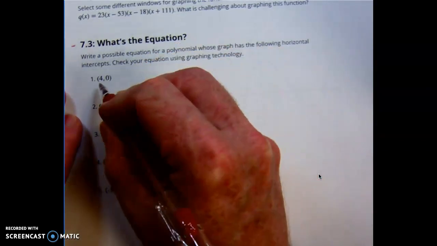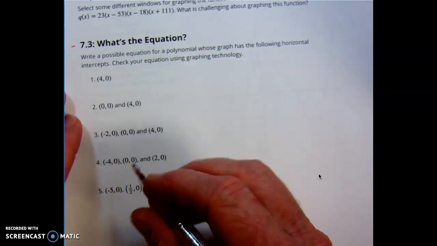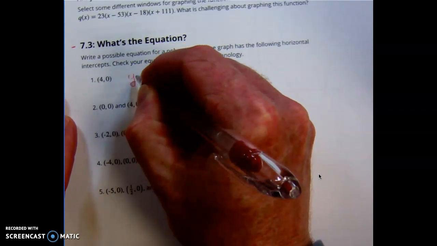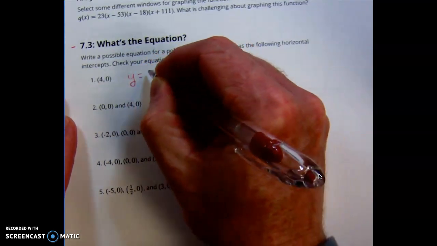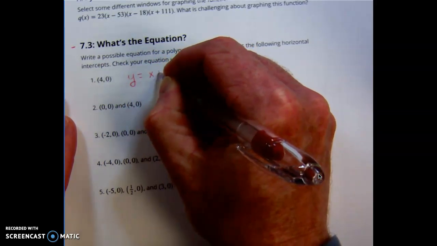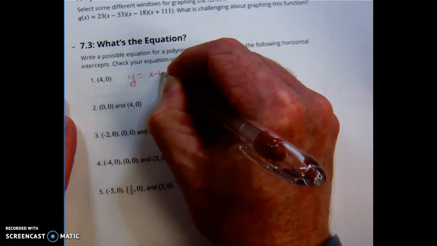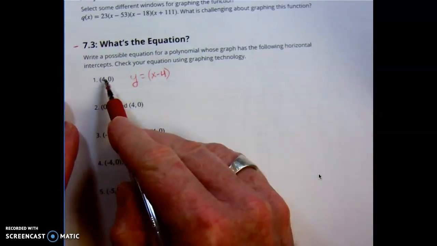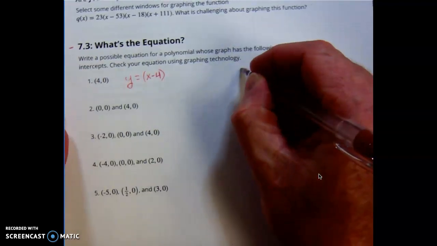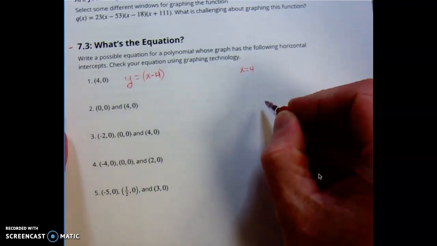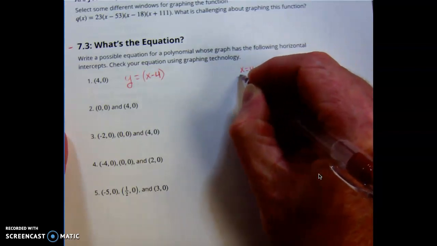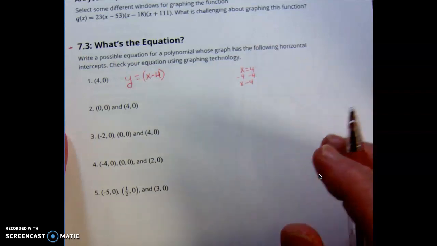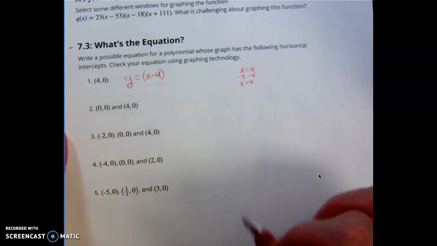Okay, so 4, 0. That means it's going to cross at positive 4, 0. So we could say y equals x minus 4, and that should give it to us. Really we're saying x equals 4. So to create the factor, I'm moving that 4 to the other side, and now I've got x minus 4. So it's kind of just changing the sign unless it's a fraction. Fractions are a little tougher.